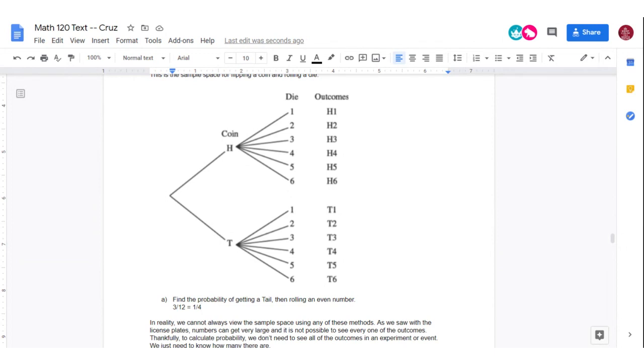Actually, you can also do it directly by just counting. Look, which one of them has a tail and an even number in it? Well, there's only 1, 2, 3. Tail 2, tail 4, tail 6.